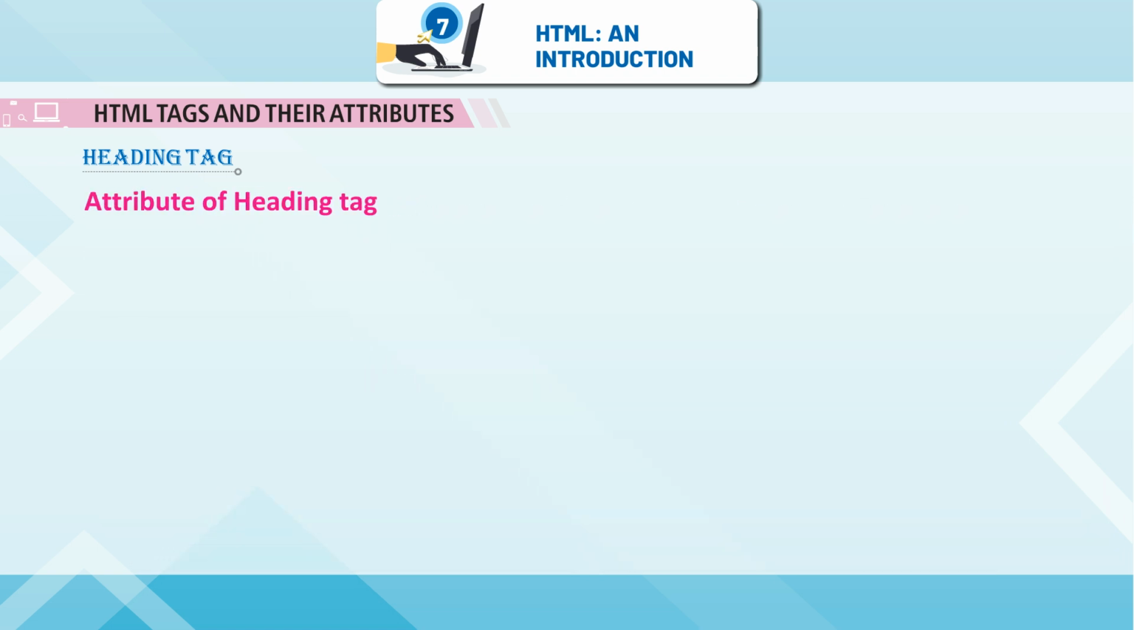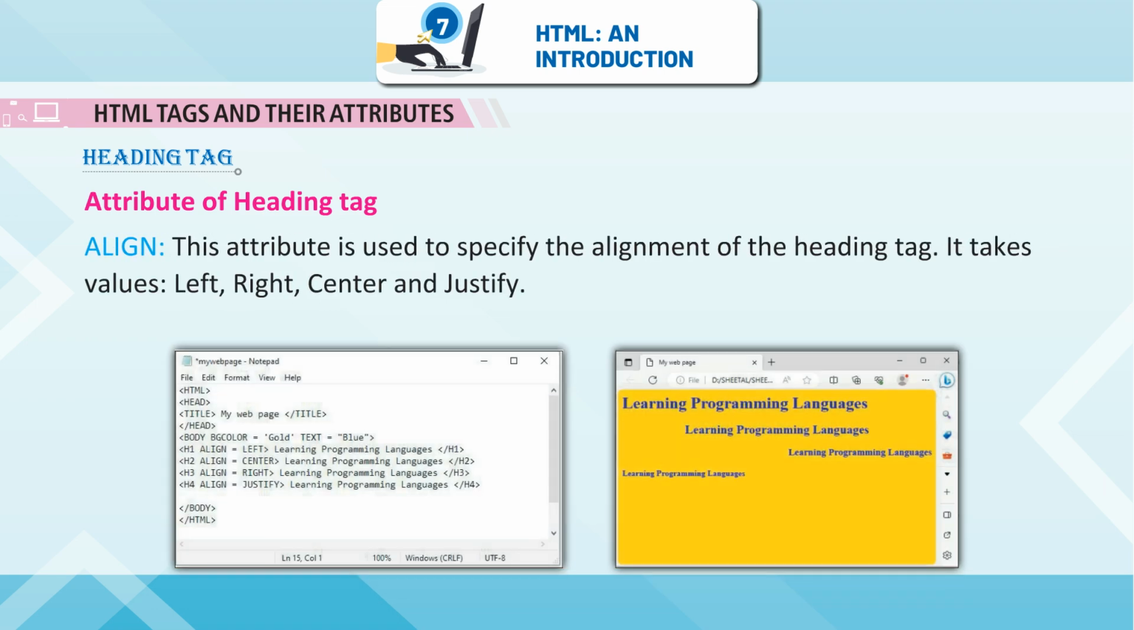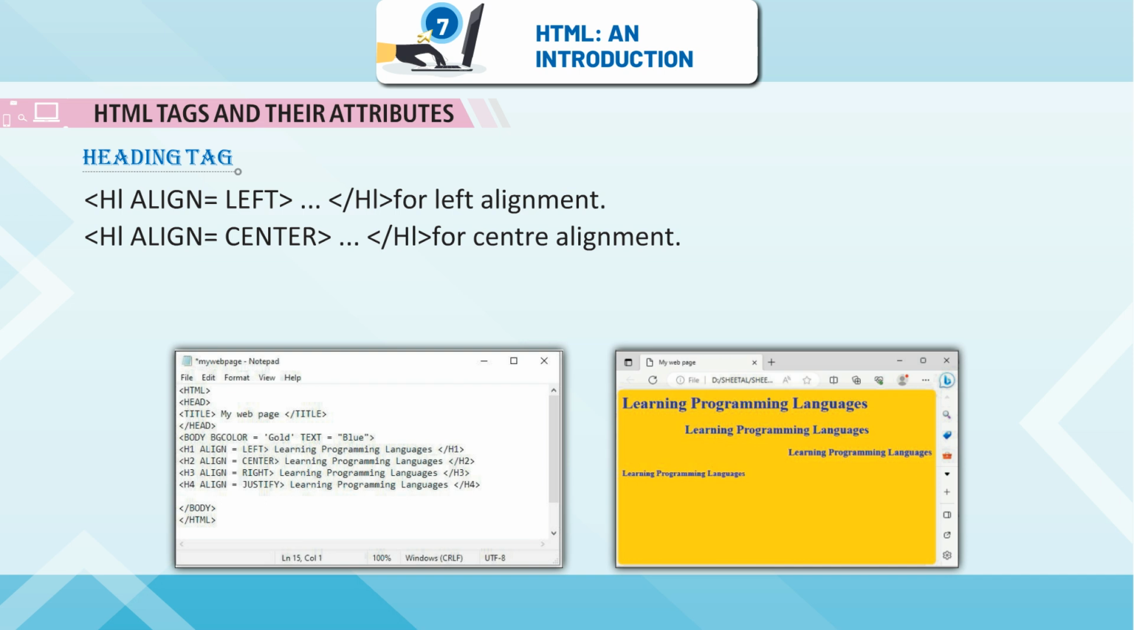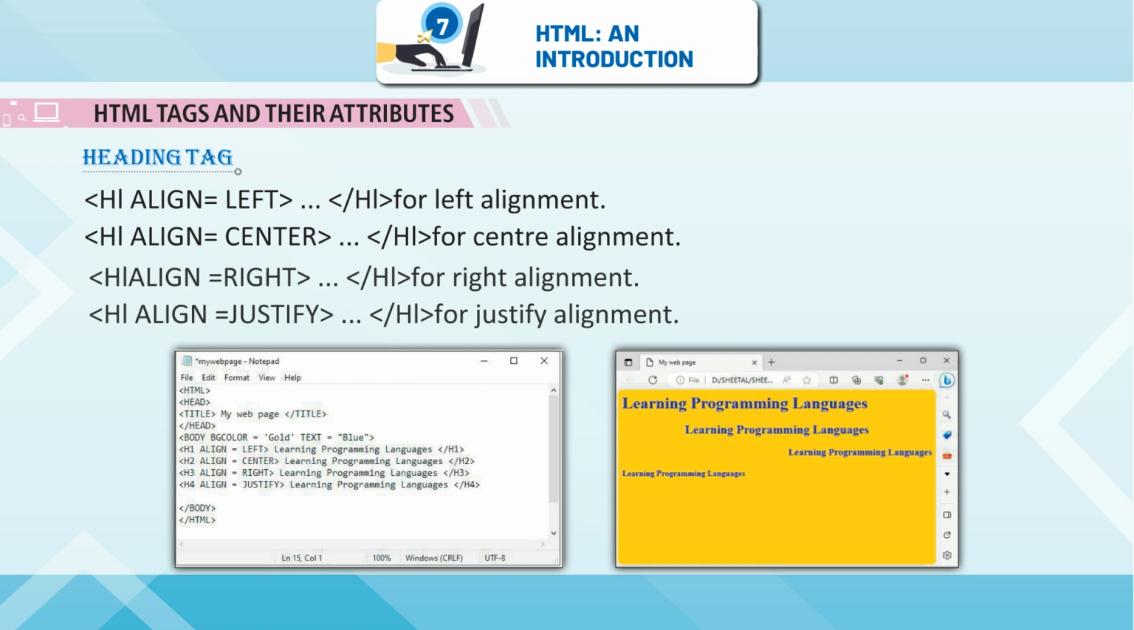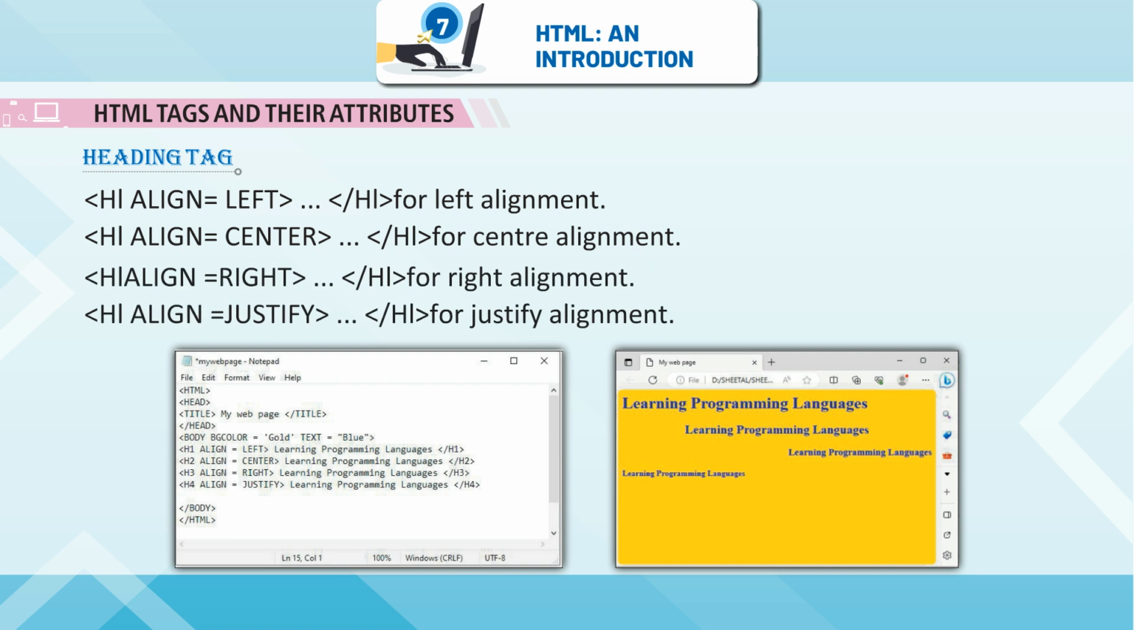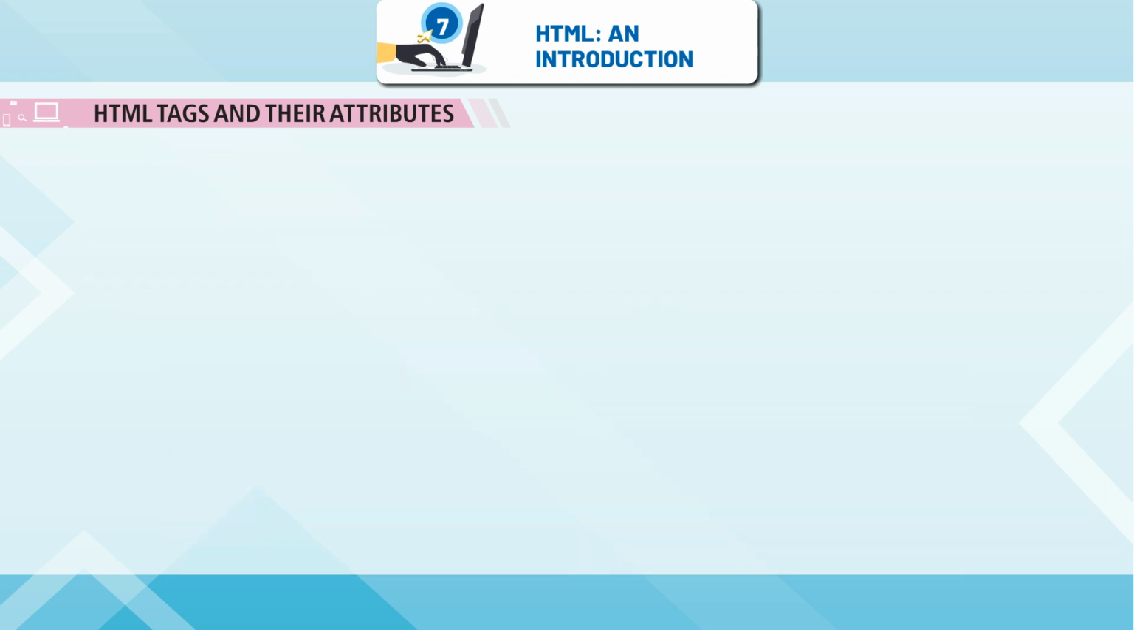Attribute to heading tag: align. The attribute is used to specify the alignment of the heading tag. It takes values left, right, center, and justify. <H1 align="left"></H1> for left alignment. <H1 align="center"></H1> for center alignment. <H1 align="right"></H1> for right alignment. <H1 align="justify"></H1> for justify alignment.